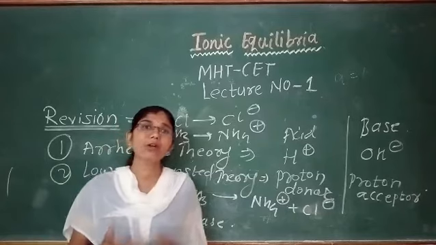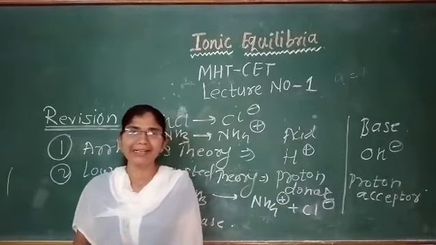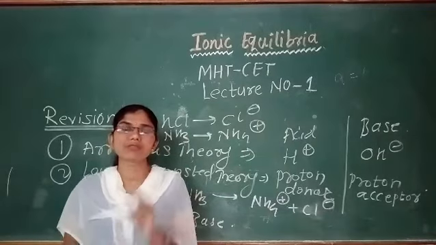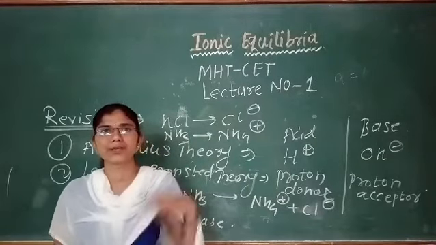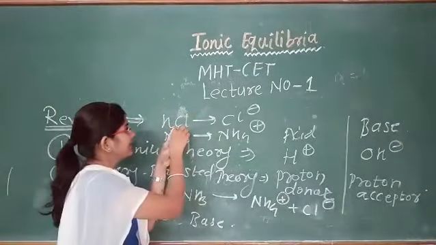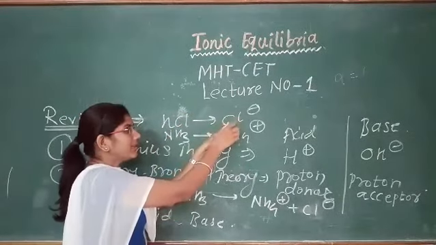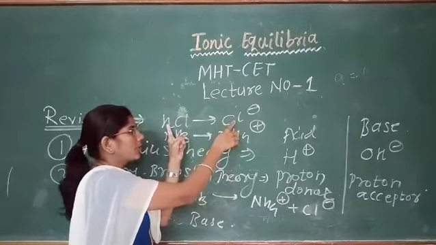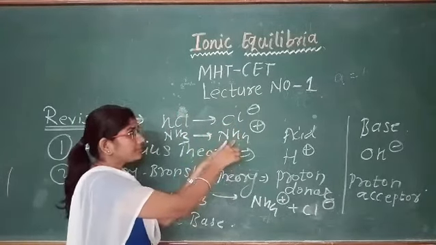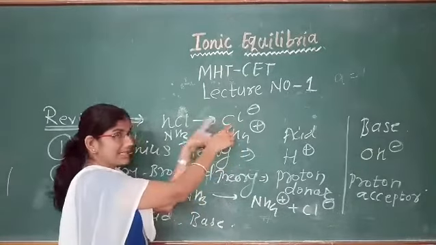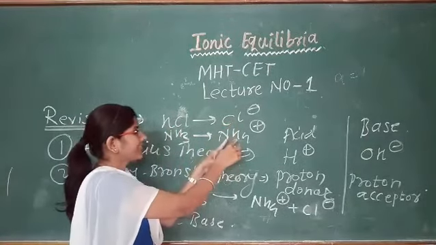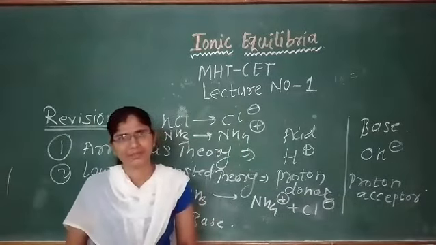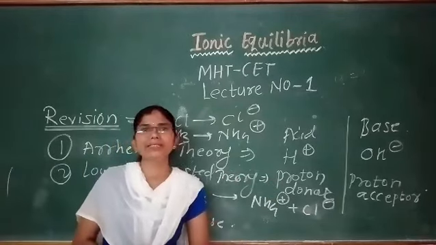What is meant by a conjugate acid-base pair? By donating and accepting a proton in the reaction, it forms two conjugate acid-base pairs. If this is an acid and this is the conjugate base, the conjugate base has one less proton and the conjugate acid has one more proton. We will discuss some more examples in the MCQs.